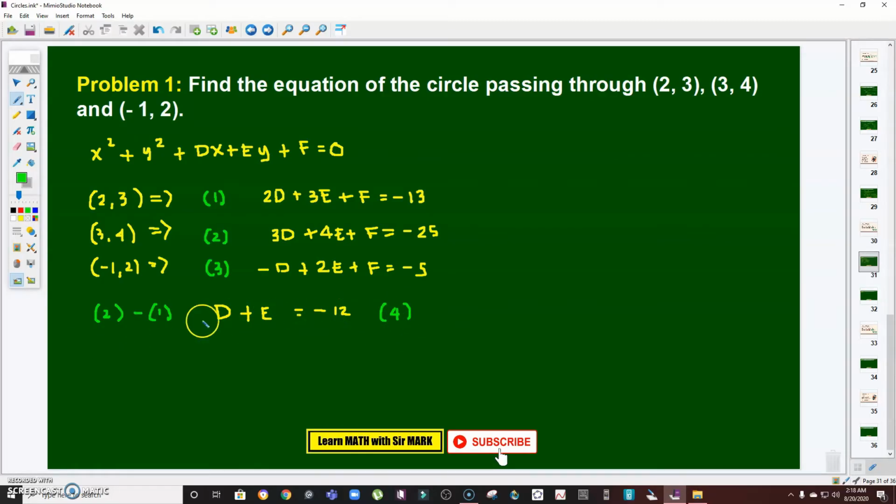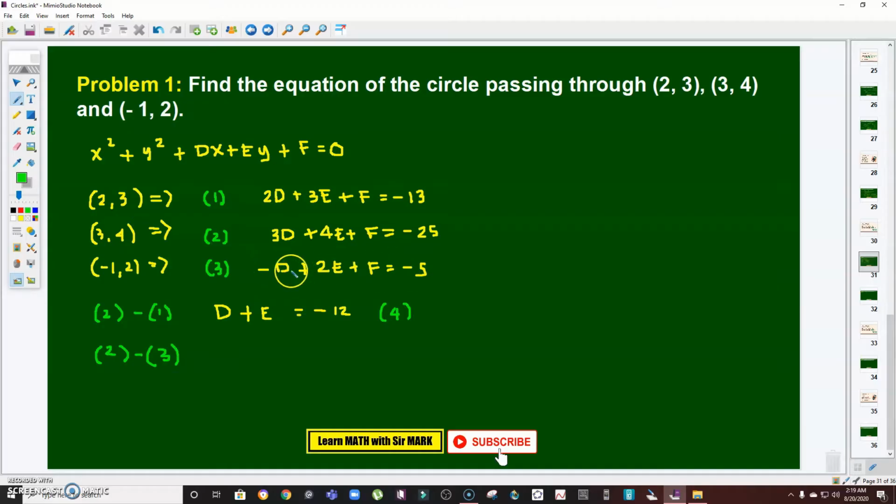Next. I have already eliminated f. Doing the same, I pick two equations, then subtract, provided we eliminate f. So in this case, I'm going to subtract equation 3 from equation 2.